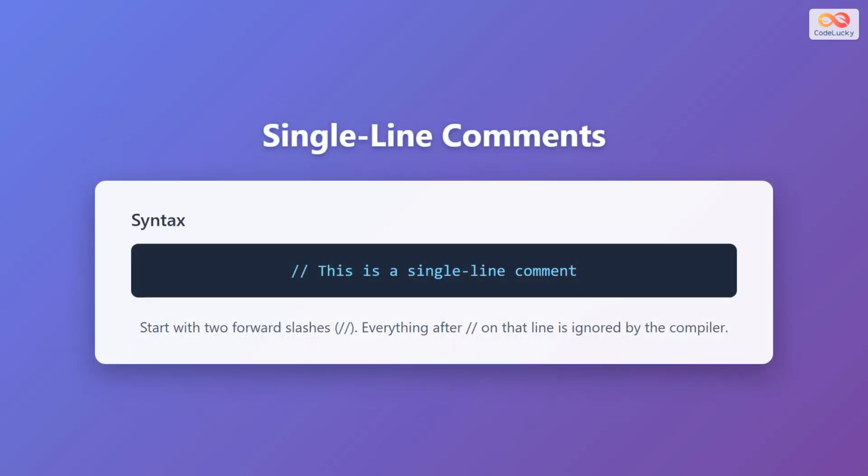Let's start with single-line comments. The syntax is simple. You begin with 2 forward slashes. Everything you write after these 2 slashes on that line is ignored by the compiler. This is useful for adding short explanations or notes on a single line.